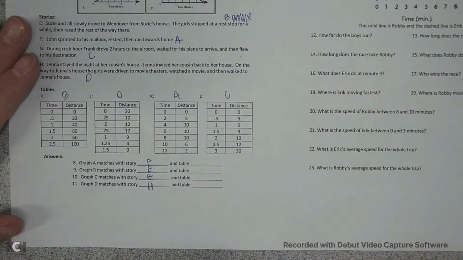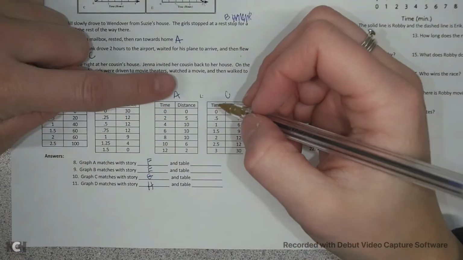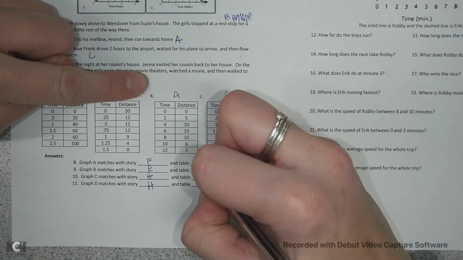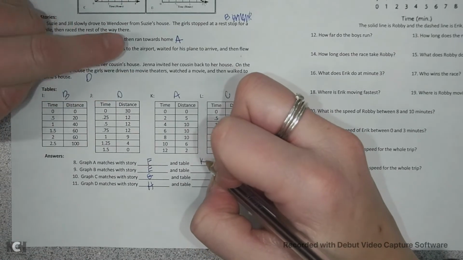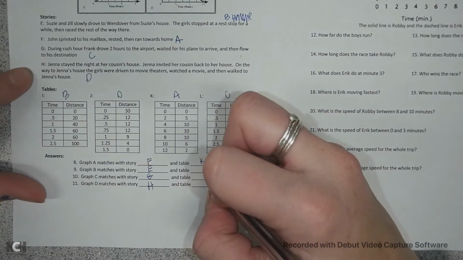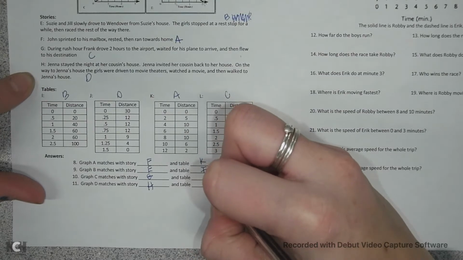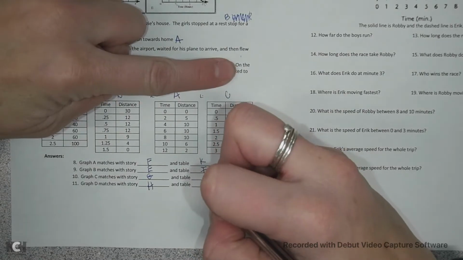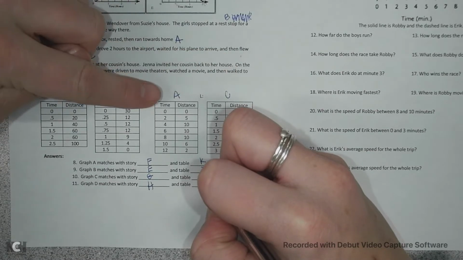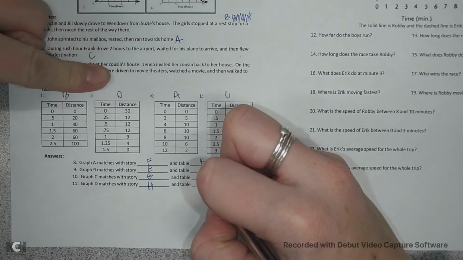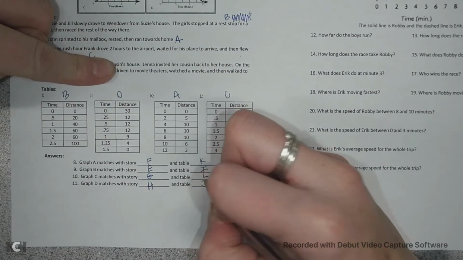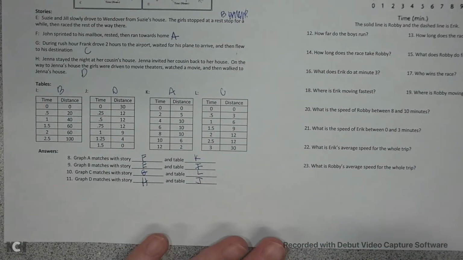Okay, so then down here, we're going to write the information. So graph A matches with table K. Graph B matches with table I. Graph C matches with table L, and graph D, this one, matches with table J. And there we have our answers.